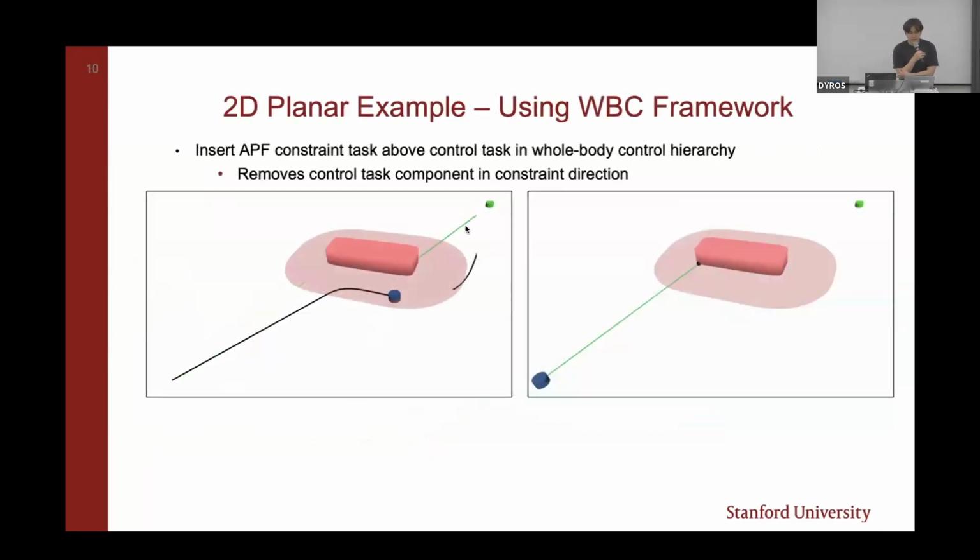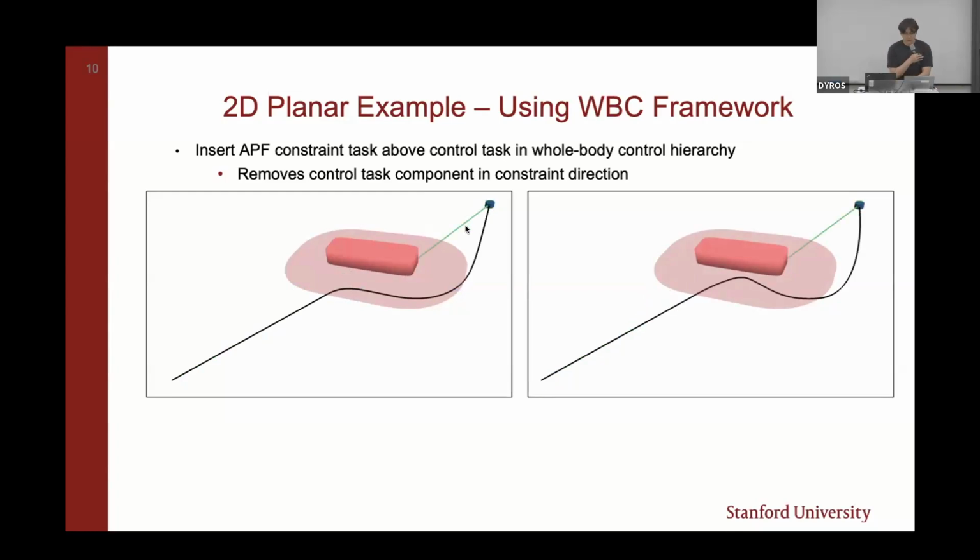Within the whole body control framework, the APF is incorporated into constraint tasks, placed at a higher task priority than the control task. By doing this, the control task component in the constraint direction will be removed. This is observed in the first video, where the robot's trajectory follows a contour of the zone of influence until it exits the zone. So this removes the control task conflict with a constraint task. However, as you can see in the second video, when the robot has higher momentum, there's still a large deflection observed due to the potential field force ramping, which is not good.